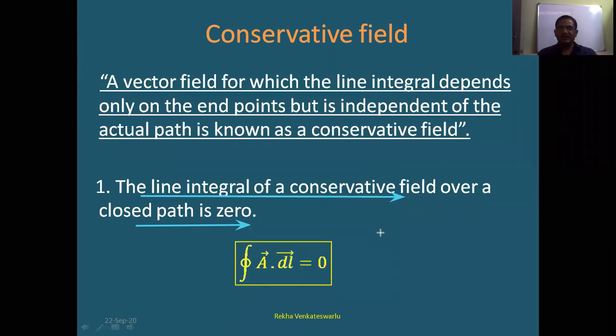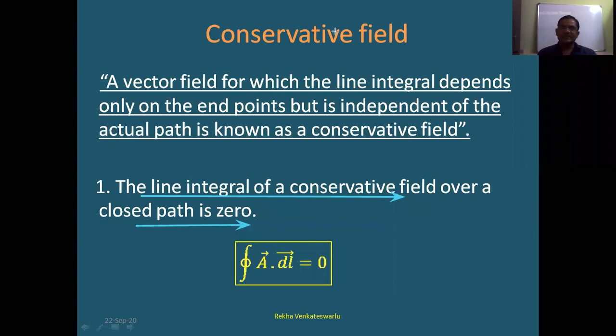For any conservative field, here if A bar is a conservative field vector, then the closed integral A bar dot dl bar, that is the line integral over a closed path, must be equal to 0. This is the condition that compulsorily should be obeyed, sir. Okay, this is one characteristic.